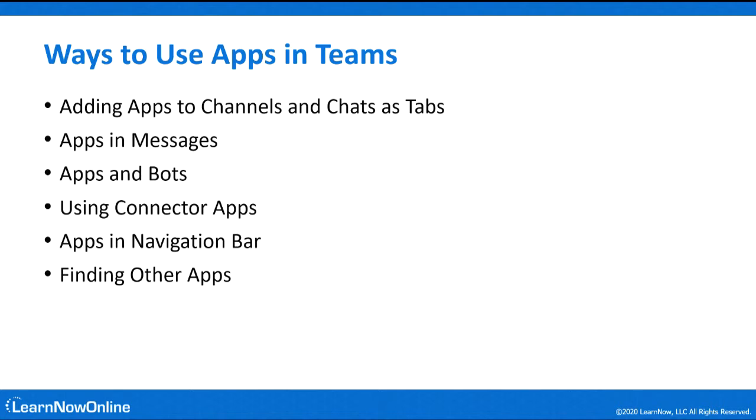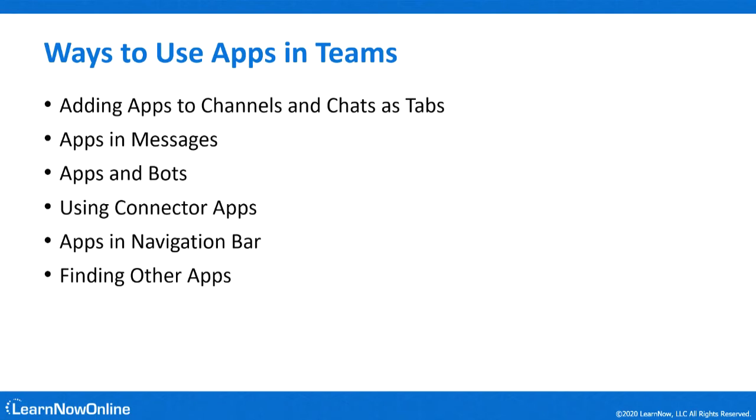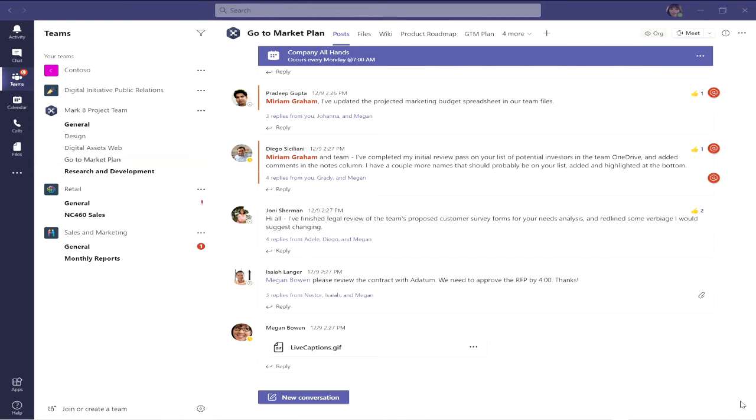Some apps are connector apps that allow you to connect information to Teams. Some apps have the ability to be visible and accessible in your navigation bar, and you can search for apps as well. Let's take a look at adding apps in channels and chats.